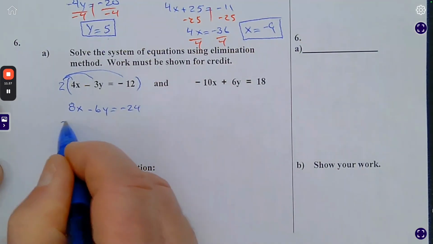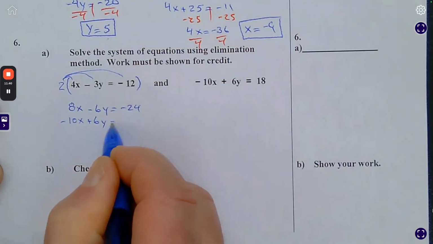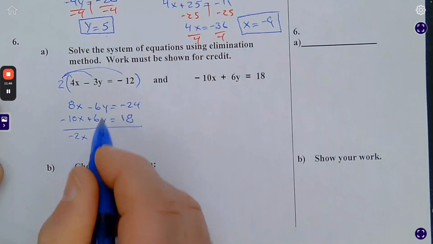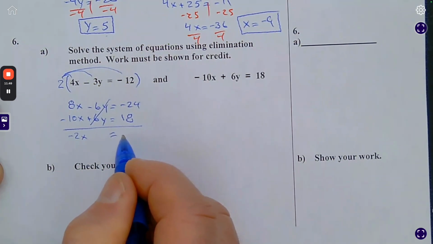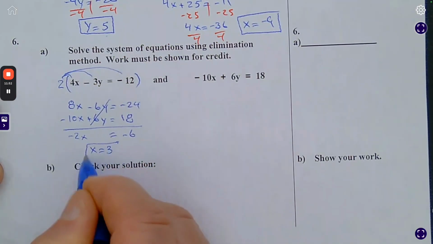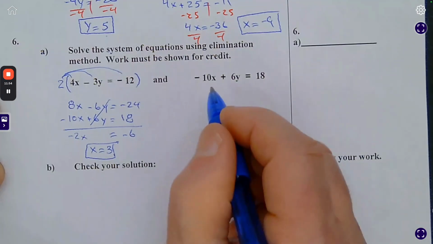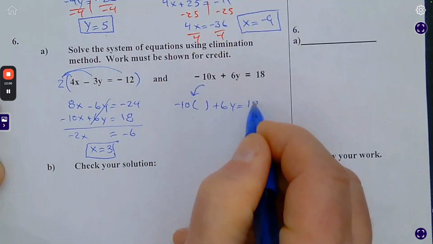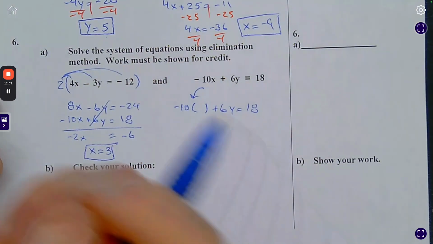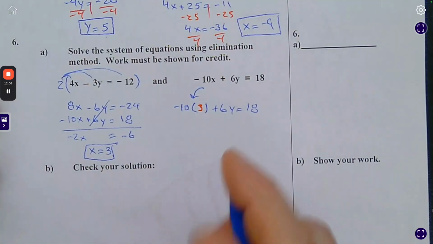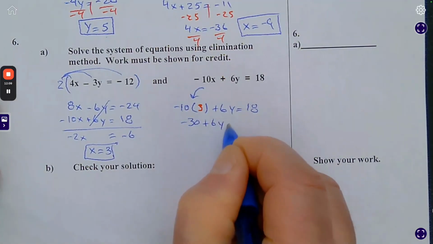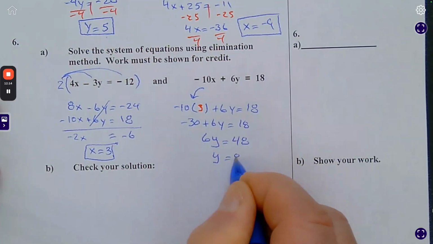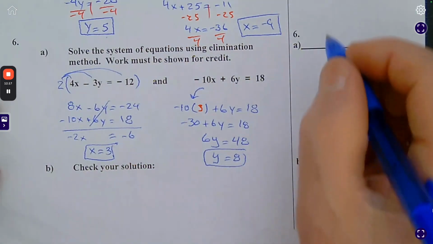Now I'm going to bring this over. Notice I have opposites in front of my y's now. Add them up. That equals 0. Add them up. Divide by 2. That's it. X is 3. Go here. Substitute in that value of 3 for that x. Multiply these together. Add 30. Divide by 6. Woo, that was nice. 3, 8.